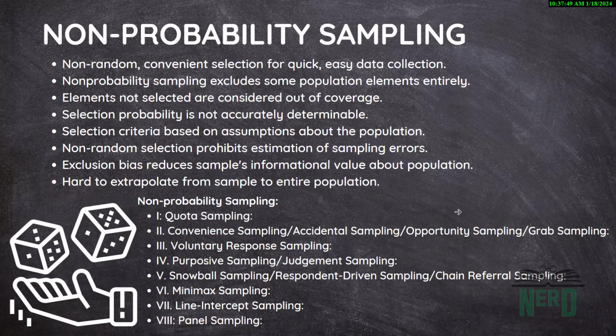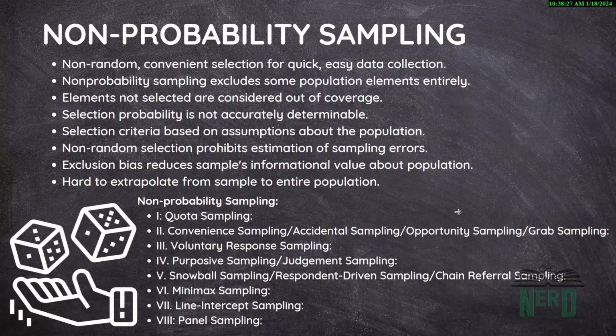And since you're not picking randomly, you can't really pin down the odds of someone getting selected. It's like trying to guess who will be picked for a school play without knowing the director's preferences. You're just making assumptions about who should be on the team based on what you think you know about everyone, right? But here's the catch: because your selection isn't random, you can't be sure if your team really represents the whole class. It's like only listening to a few opinions and thinking they speak for everyone.